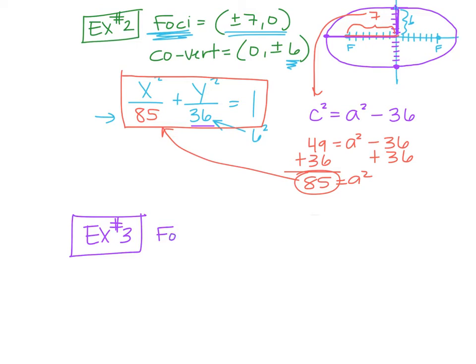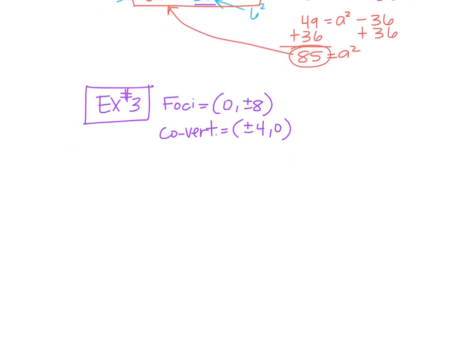If you are given the foci are 0 and plus or minus 8, and covertices that are plus or minus 4, 0. Very similar to the last problem, but notice the difference. Okay, this one's going to face the other way. This one's going to be turned because now you have your x value instead of your y value for the covertice. Okay, so pause me if you want to pause me. Try this out. I want the equation of the ellipse.